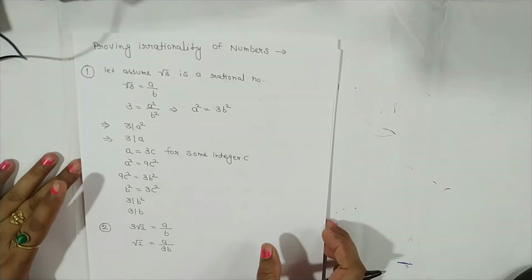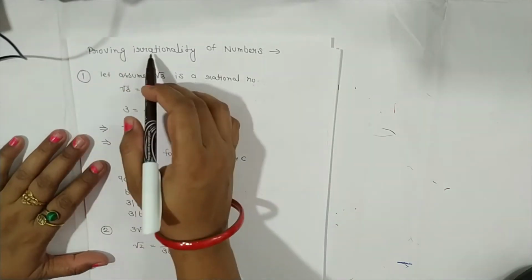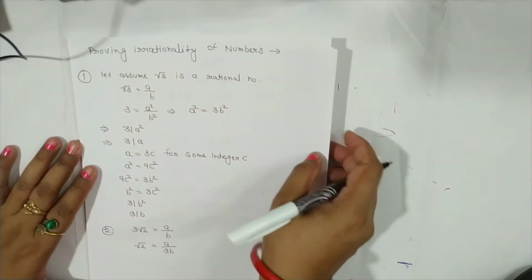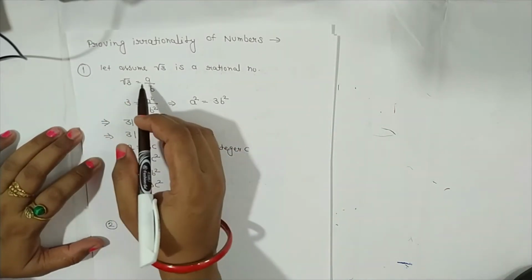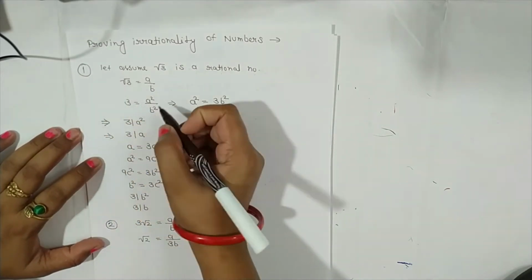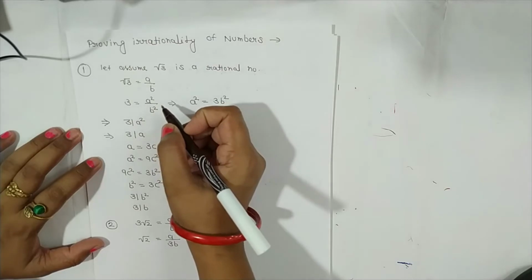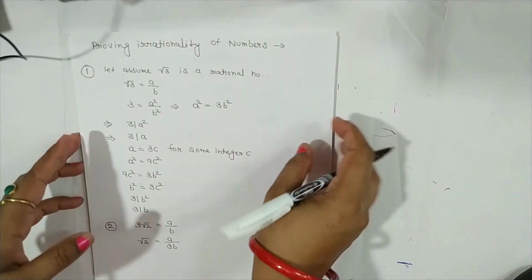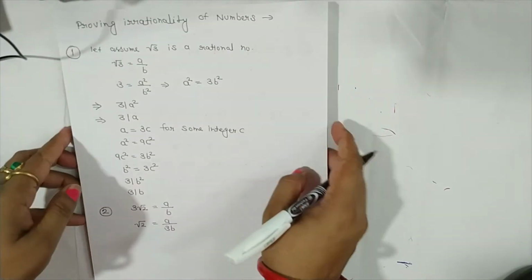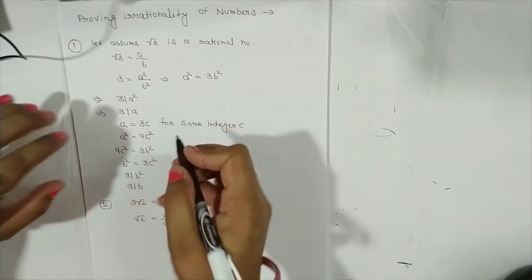In this video we will discuss proving irrationality of numbers. So question number 1: first we have to prove that root 3 is an irrational number. For root 2 I have already uploaded the video, so here I am discussing root 3.